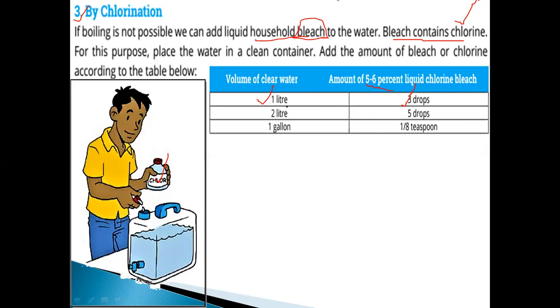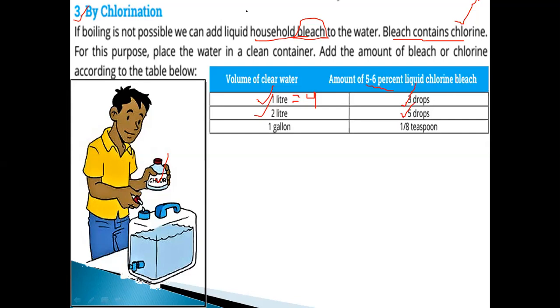Just 3 drops. A liter is equal to about 4 glasses, the glasses we use for drinking water and juices. So 4 glasses is equal to 1 liter, or 1000 milliliters, if we have a proper scale to measure it. If we have 2 liters of water, 5 drops of chlorine bleach are enough.